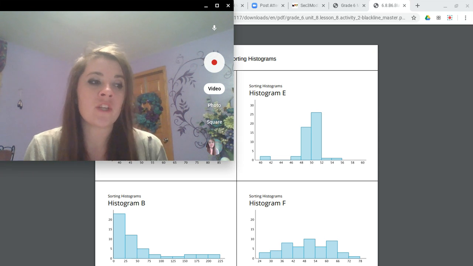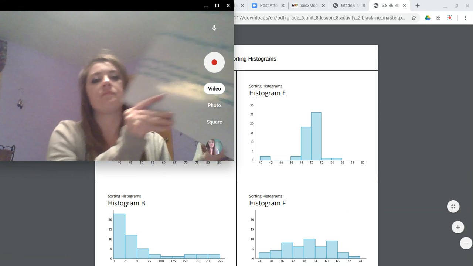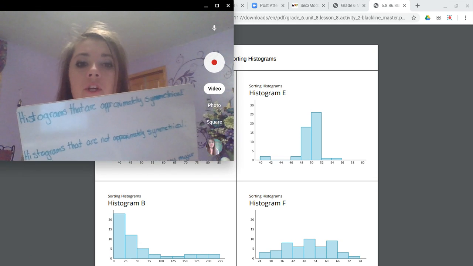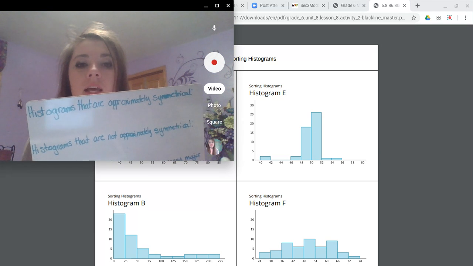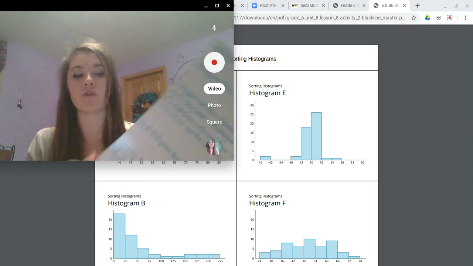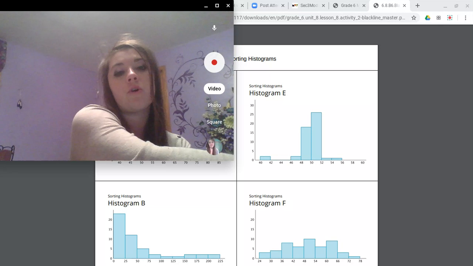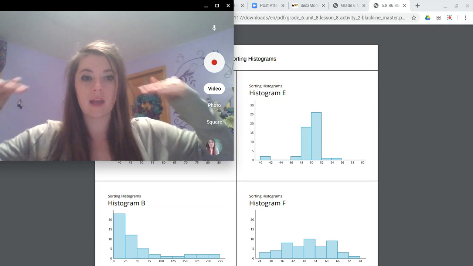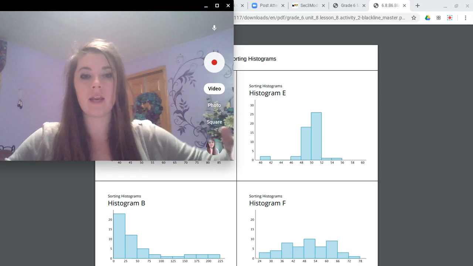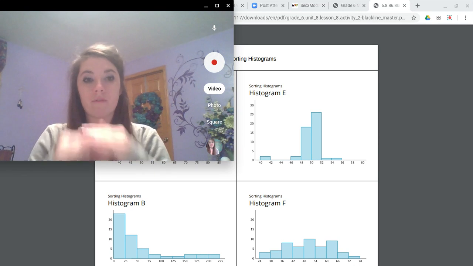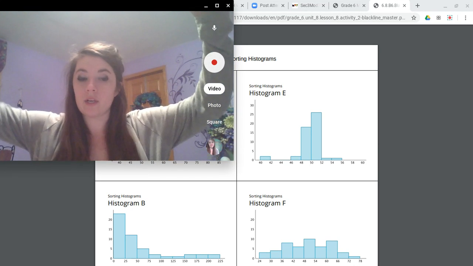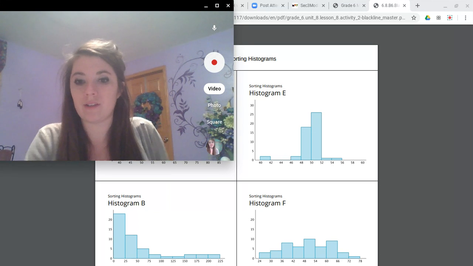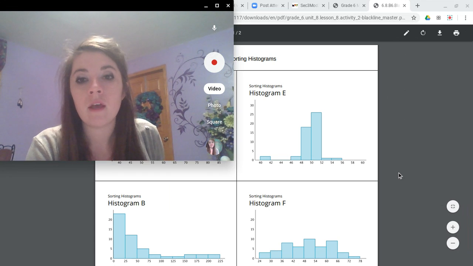So our first question is, well, it's not really a question, it's more of something we're going to do. We're going to identify the histograms that are approximately symmetrical. So symmetrical meaning that if they're both low on the edges and then get higher as they go in, it's approximately the same. Or if they're low in the middle and increase as you go out, something like that. So it's symmetrical. So keep that in mind.